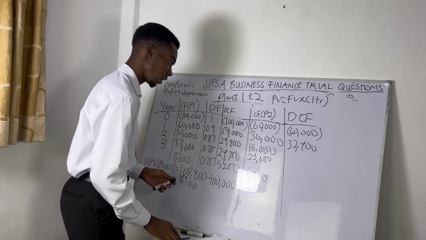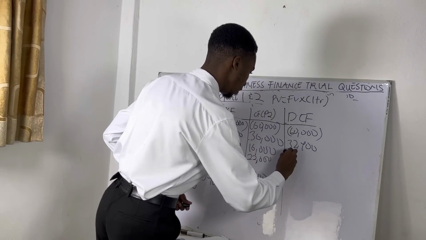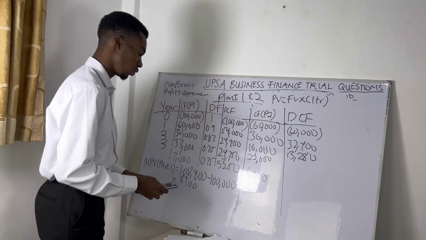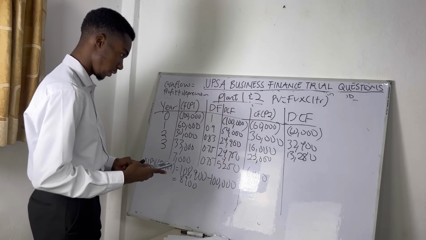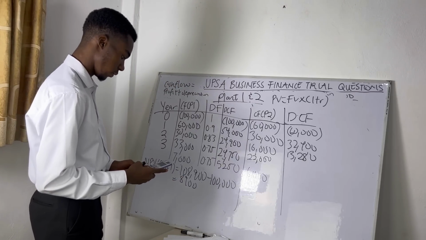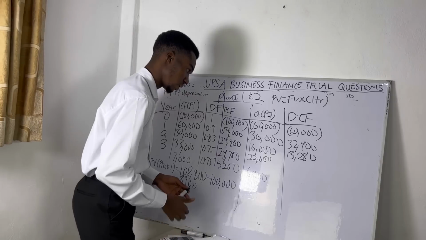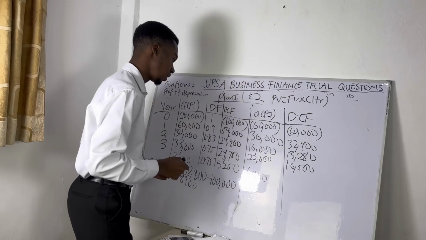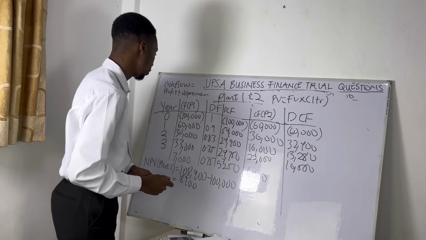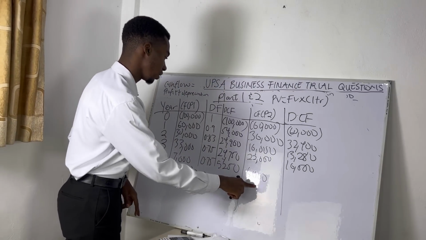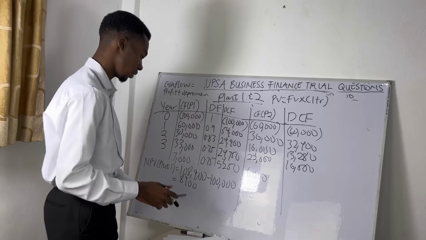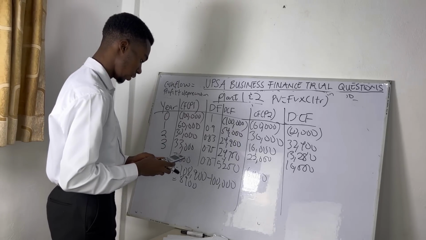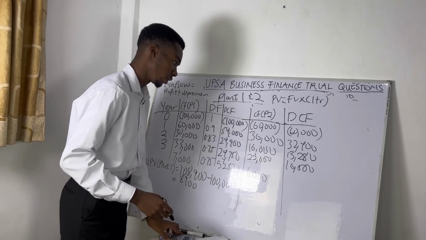You have 13,280. Then for year 3, it's going to be 22,000 times 0.75. You have 16,500. Then the residual value is 6,000. That one is going to be in year 3, so it's 6,000 times 0.75. You have 4,500.